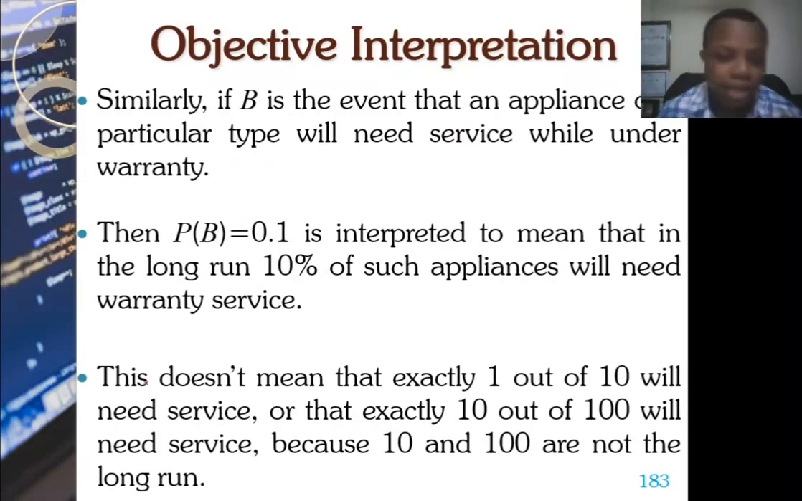But one thing that you should note is that this does not mean that 1 out of 10 will need service because of this 10%, or that exactly 10 out of 100 will need service, because 10 and 100 cannot be considered to be a long run. Once we are talking about long run, it should be something far away. And once it comes to this objective interpretation, identifying what a long run is really an issue. So this is something about this objective interpretation, and let's try to look at more of it.